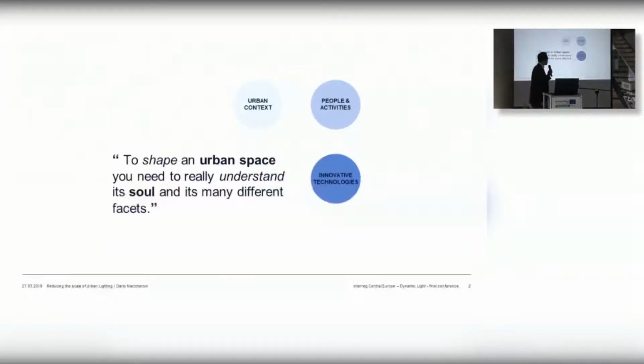So these are 3 main pillars that should be considered when planning an urban space. Analyzing the urban context, but also analyzing the people that are living in those contexts and their activities. And of course, take the positive things that innovative technologies can bring in our industries, in our design process, and use them as much as possible.